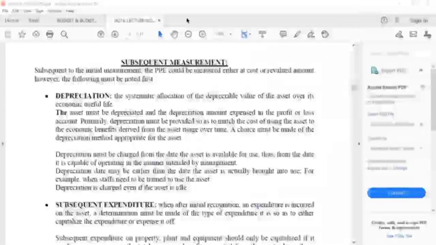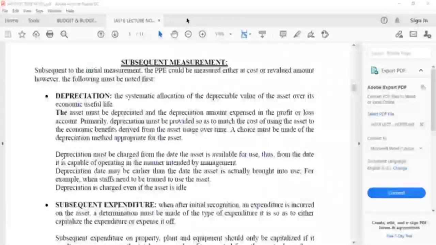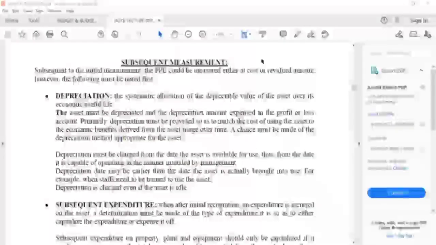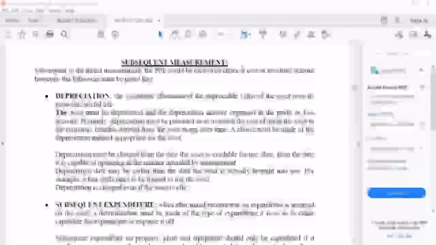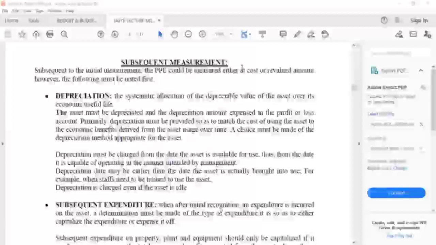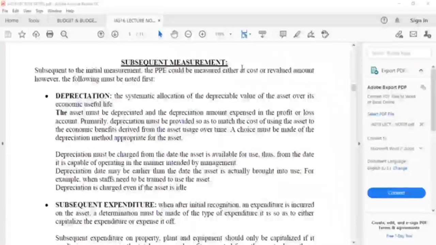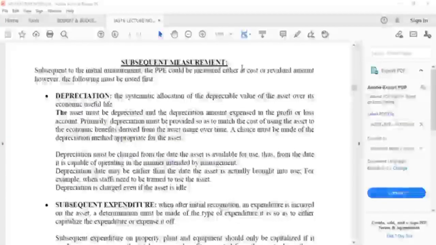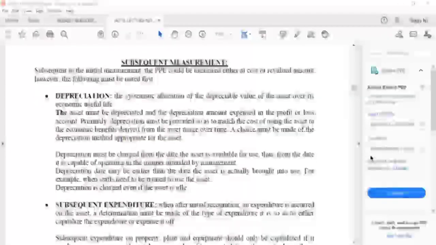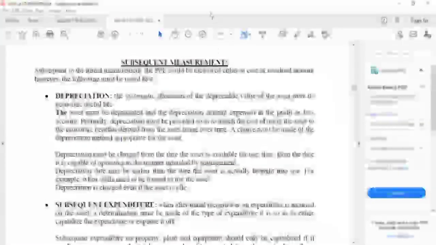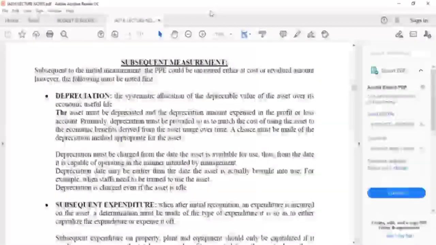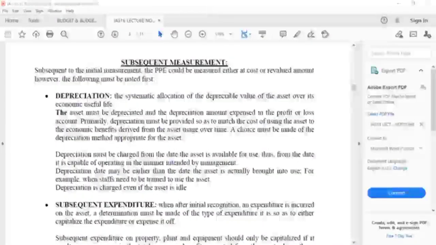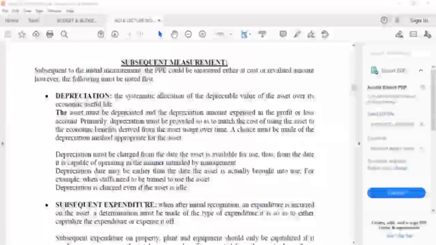Repairs and maintenance, if it is going to extend the useful life of the car, then we can capitalize it. For example, if you have a car and you do serious body works on it, it's going to increase the efficiency of the car. But if it is the normal, regular maintenance, then you can expense it because it is not going to extend the useful life of the car.